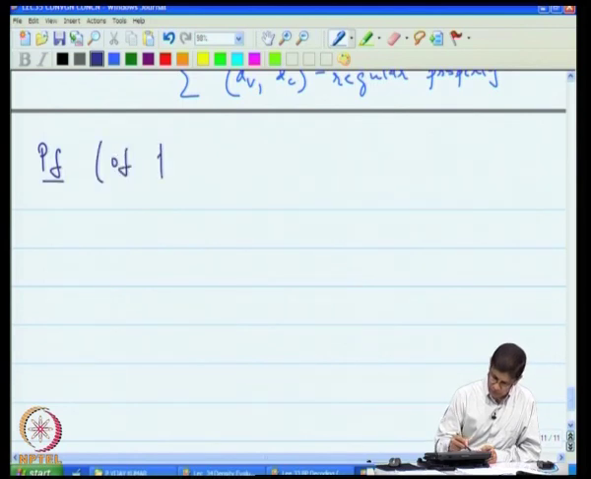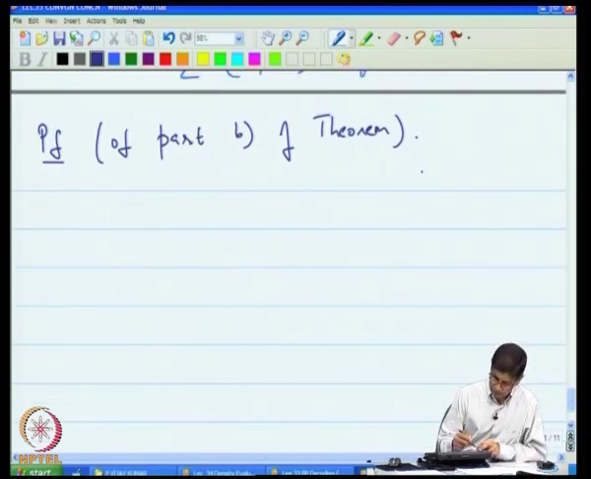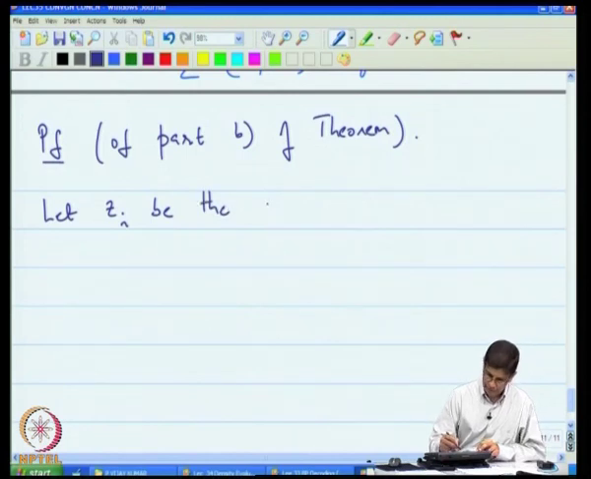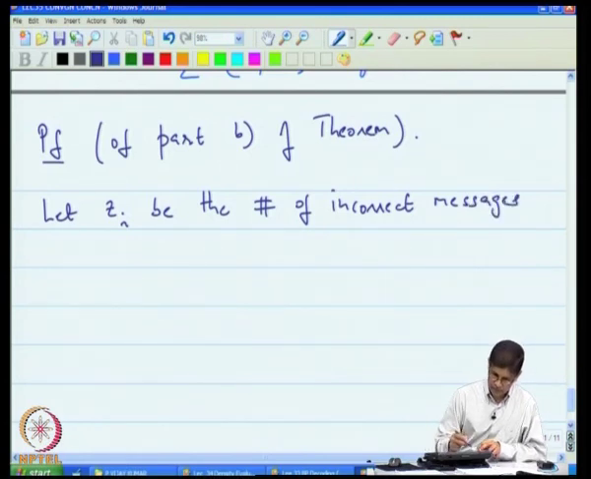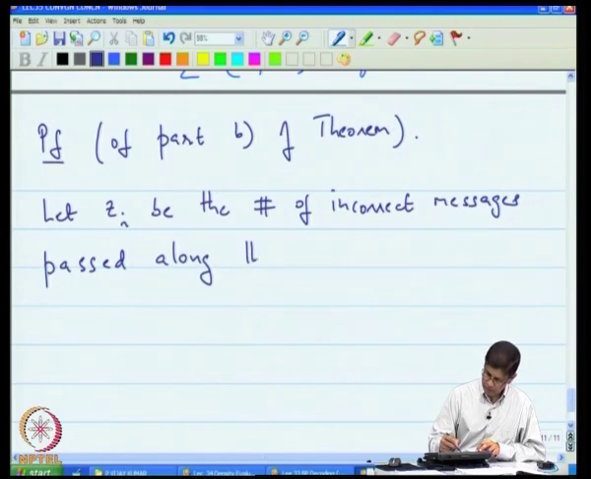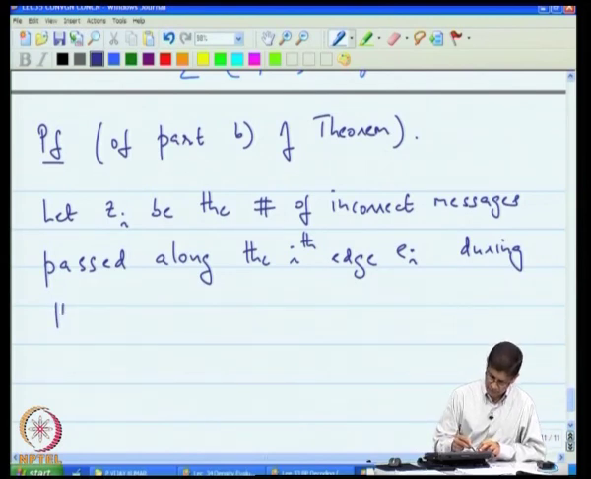Okay. So, we will say proof of part B of the theorem. Let Zi be the number of incorrect messages passed along the ith edge ei during the lth iteration.